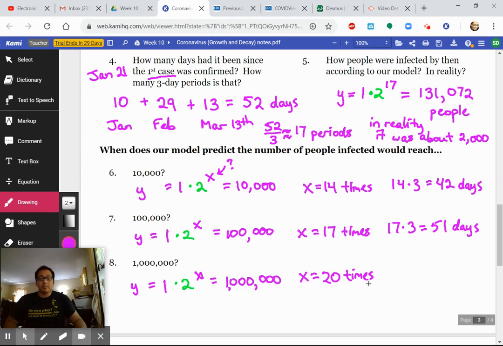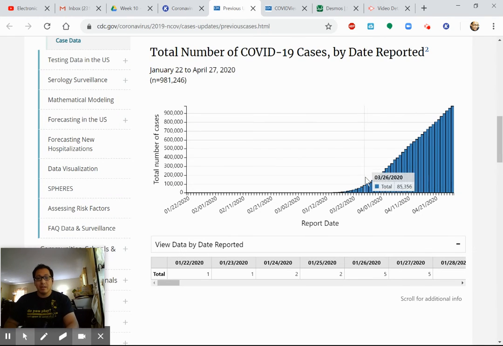to reach 1,000,000. So how many days would that be? Well, let's see. 20 times 3 days. That's 60. 60 days in our model. Our model says that after 60 days we'll reach 1,000,000 people. Now, is that true? I don't know. We could look at our data here. Let's see. When did it reach 1,000,000 people?